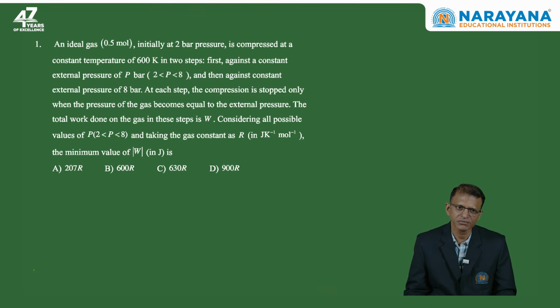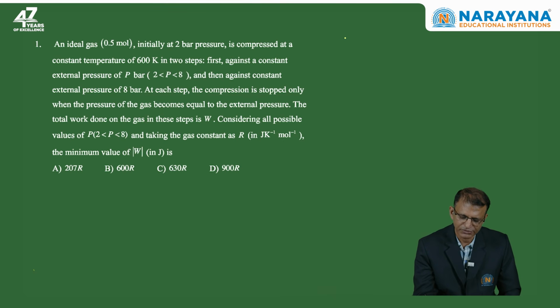Considering all possible values of P and taking the gas constant as R, the minimum value of magnitude of work done in Joule is. So this type of question we are doing, but there is a twist in the question. They are asking for the minimum value. So it is a two-step process.